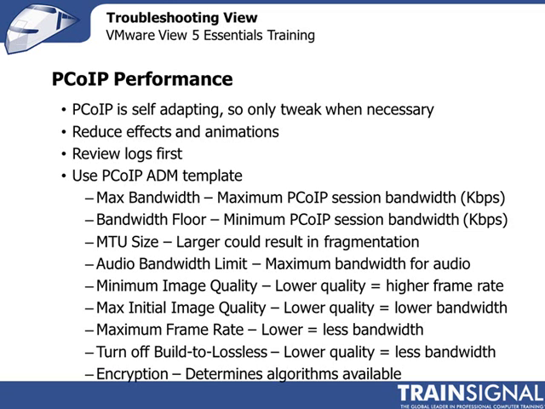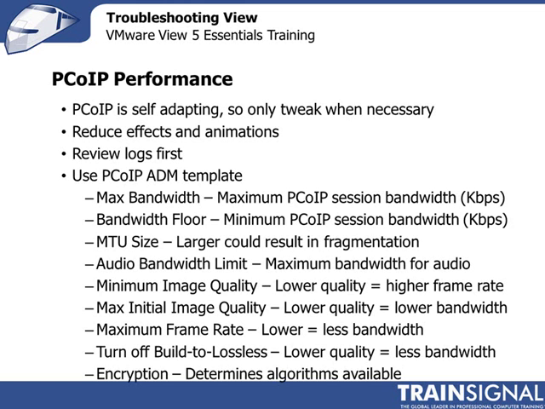But be careful because setting up jumbo frames could cause fragmentation in a lot of situations, especially connections going through the security server that are going across the public internet that may not support jumbo frames. You can also explicitly limit the bandwidth that audio is given, which will decrease the quality of the audio, but hopefully free up bandwidth for the user interface. You can also set the minimum image quality.